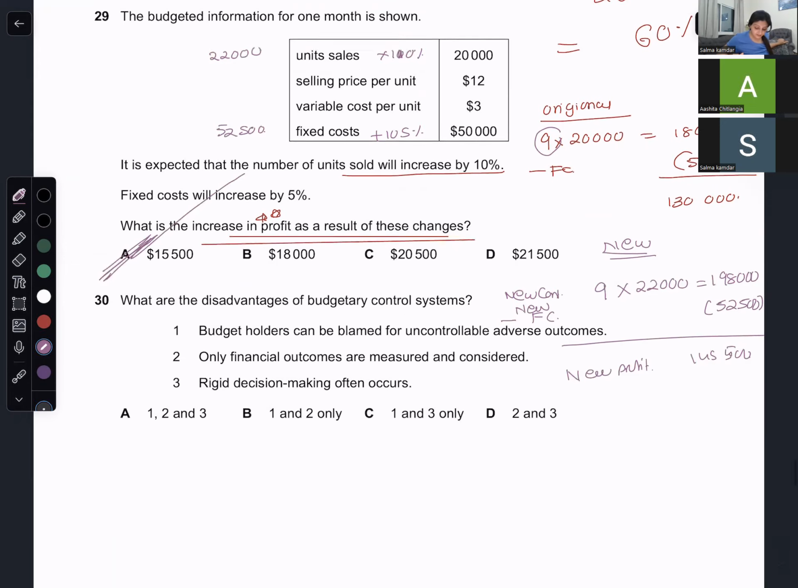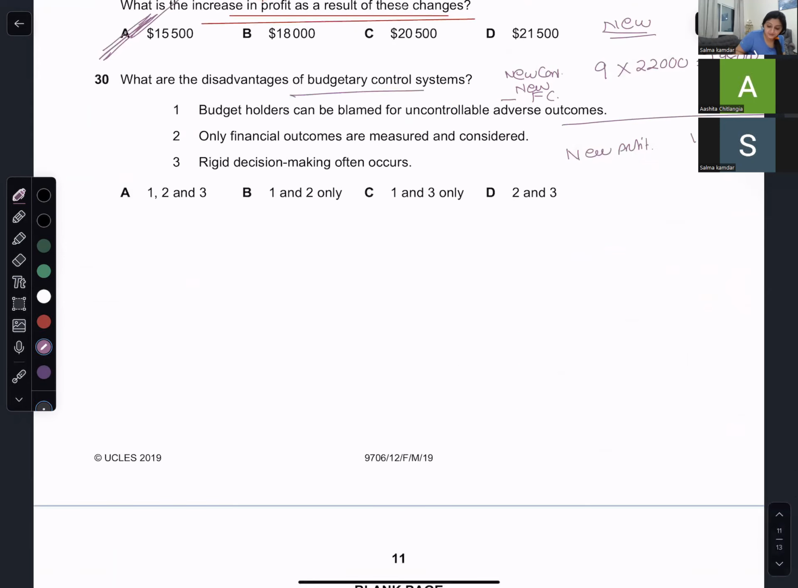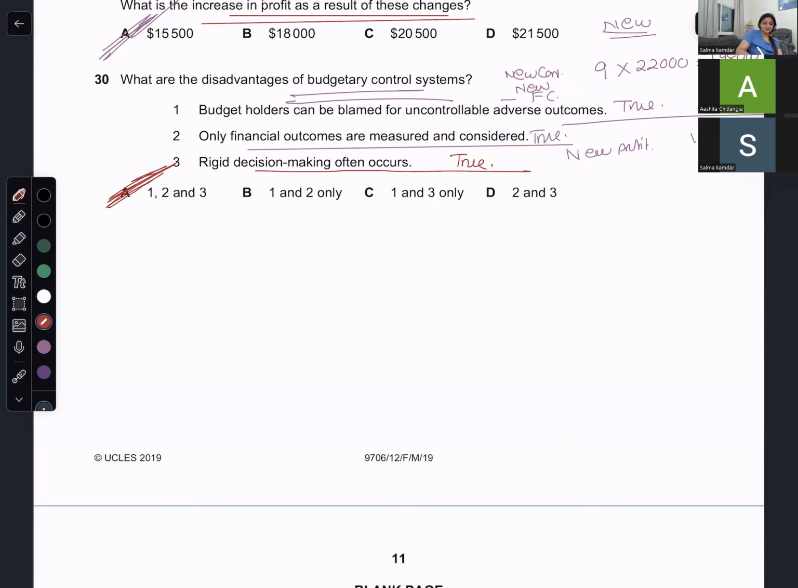Disadvantages of budgetary control system. Budget holders can be blamed for uncontrolled costs. Yes, true. Anything that is blaming is true. Only financial outcomes are measured and considered. You've written true, so true. And rigid decision making, I know this is true. So all three are disadvantages. You have to learn these.